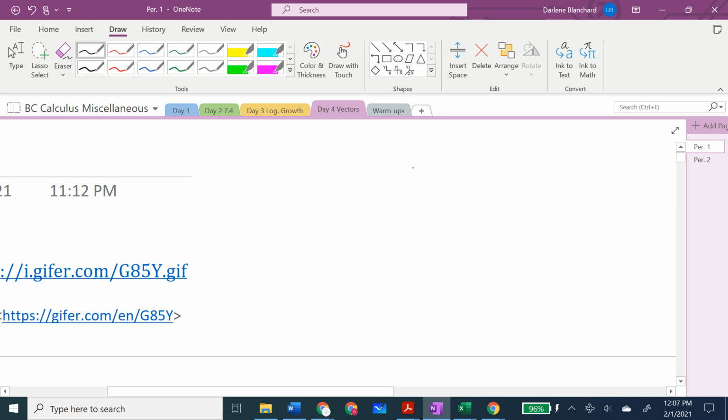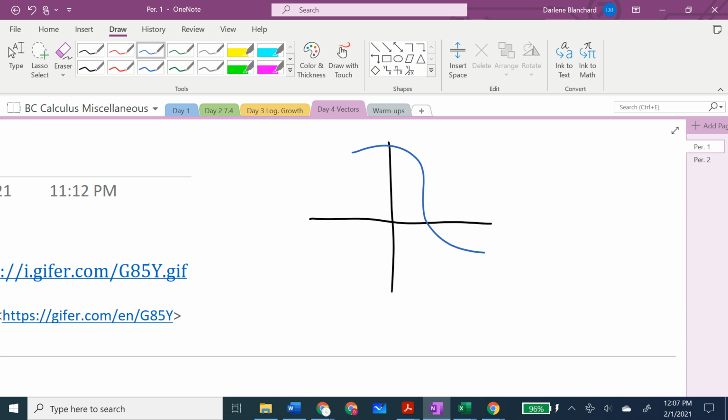I could draw for you a graph. I'm just going to draw. Okay. Now, if you just see this and you're told that that is the graph of a vector valued function and you know nothing else, you don't know enough information. Then it could be negative.